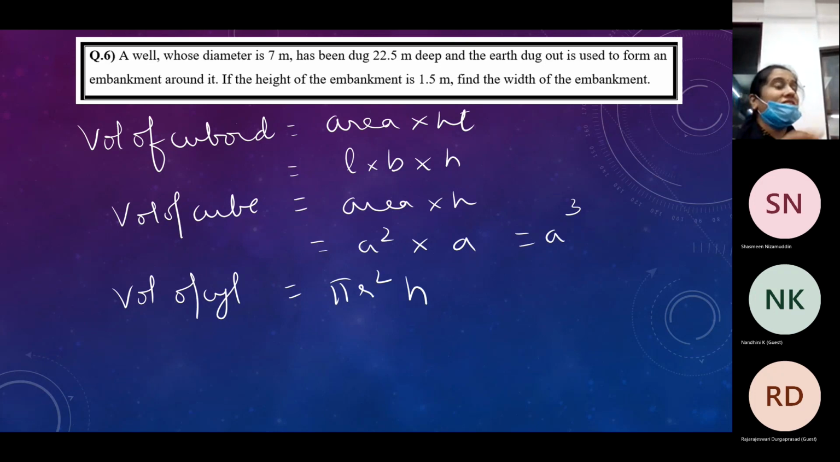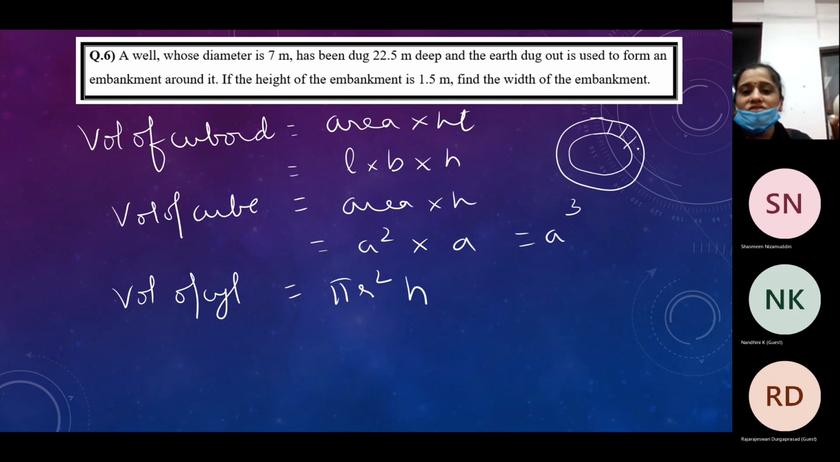Now, this cylindrical shell, what is the cross section? What is the cross section of this cylindrical shell? It's a ring, a circular ring. Minus the area of the small circle. Pi capital R square minus small r square. We have seen this right from standard 7. How do you find the area of this region?